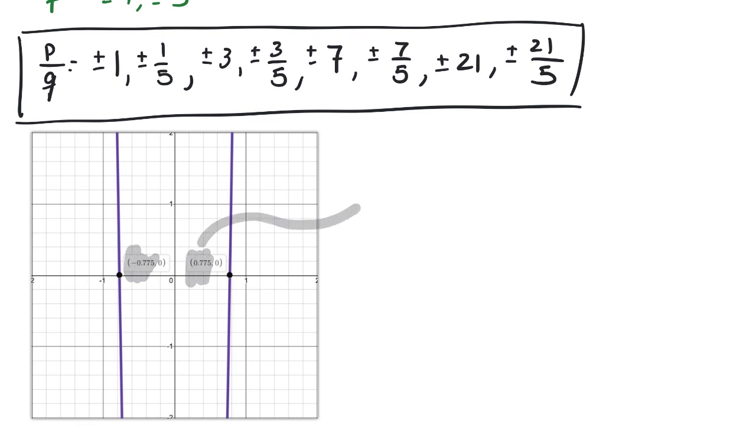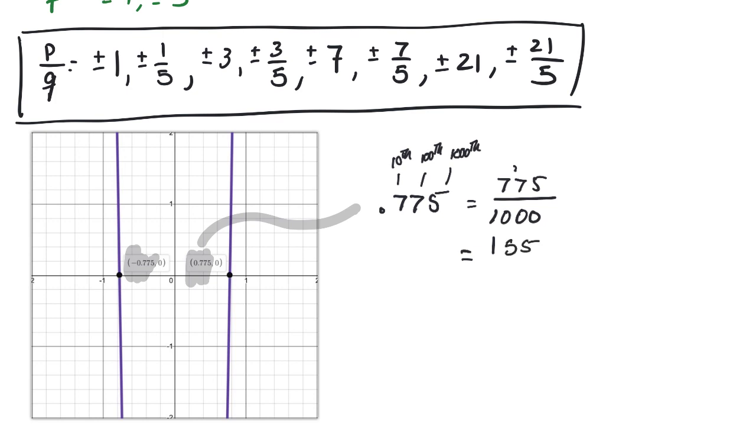I'm going to use the positive one here just because it's easier to deal with. That is 0.775 or 775 thousandths. Remember, it goes tenths, then hundredths, then thousandths when we're reading decimals. So we just write it that way. And I'm going to simplify this. Let's see, they're both divisible by 5. 5 goes in 7, 1. So 155 over 200. These are both divisible by 5, so it's 31 over 40, and that's it.